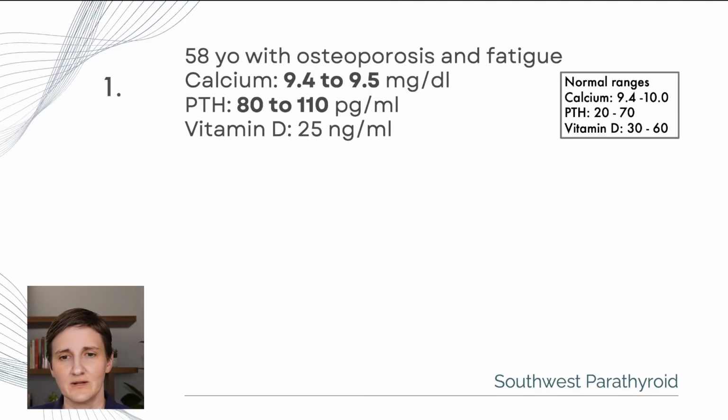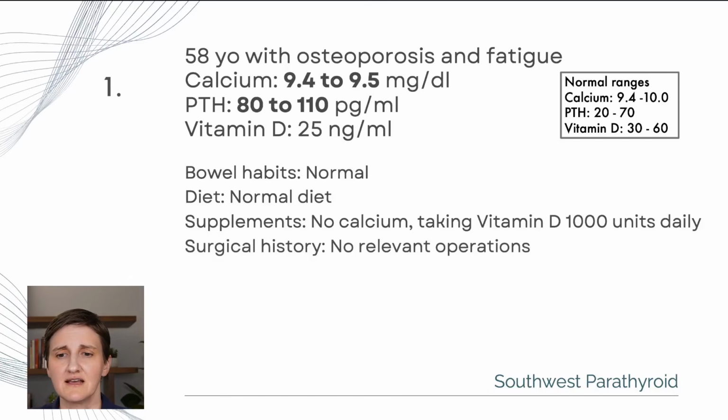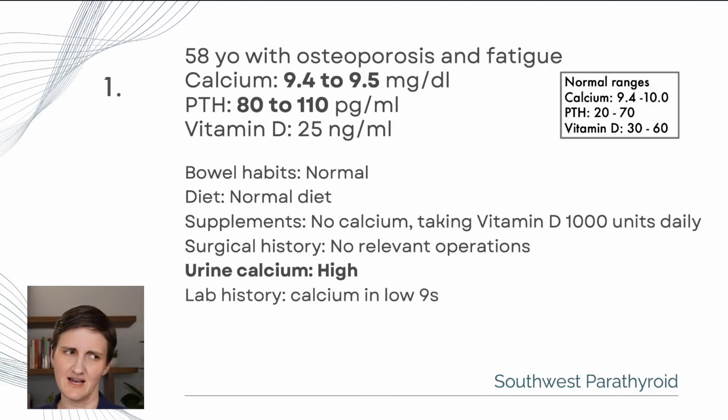So here's case 1. This is a 58-year-old woman. Again, osteoporosis and fatigue, has a calcium that's on the lower end of normal, but normal. PTH level that's high, vitamin D is a little bit low. Okay, bowel habits. We're going to go through those things that I ask about. Bowel habits are normal, the diet's normal, not taking any calcium, getting some vitamin D in her multivitamin like a lot of people, no relevant operations. Urine calcium, though, is high.